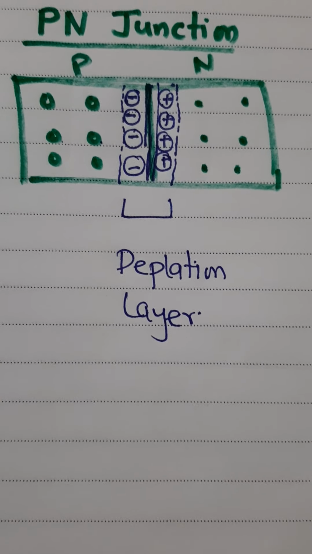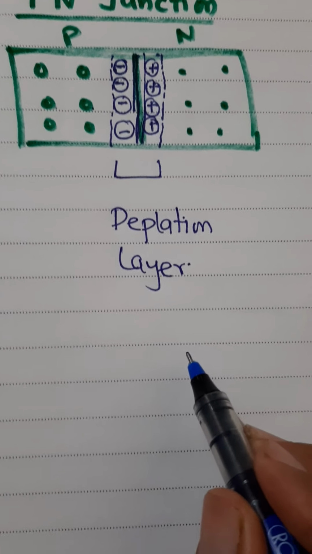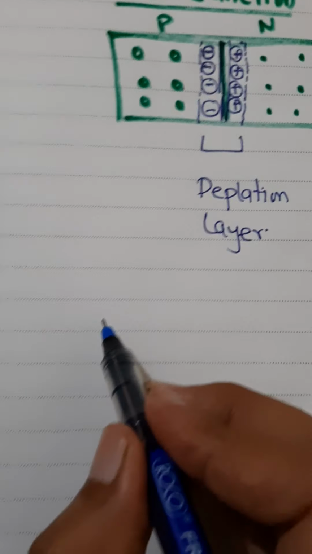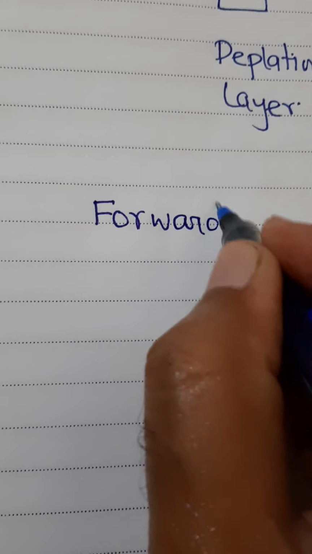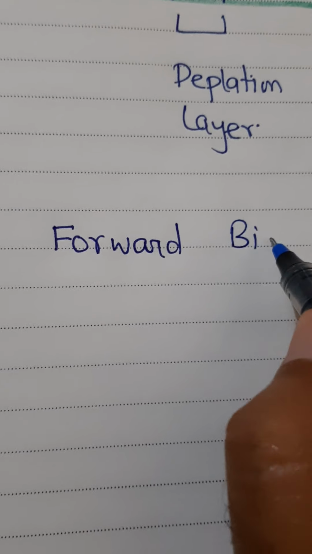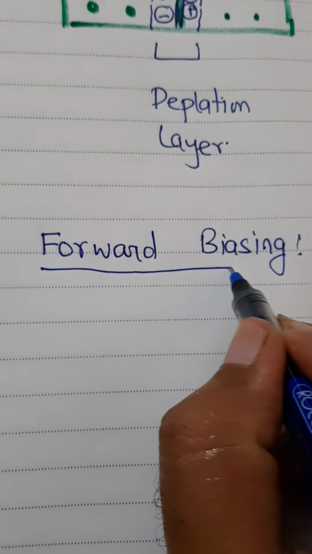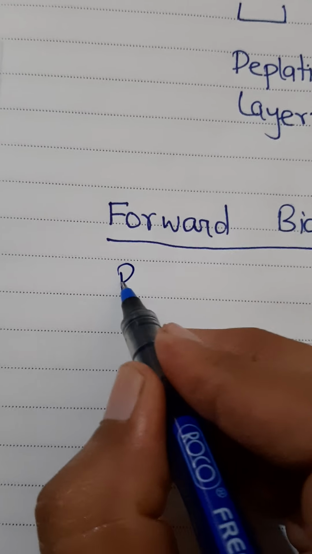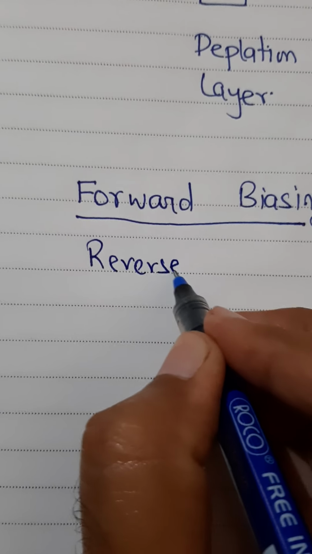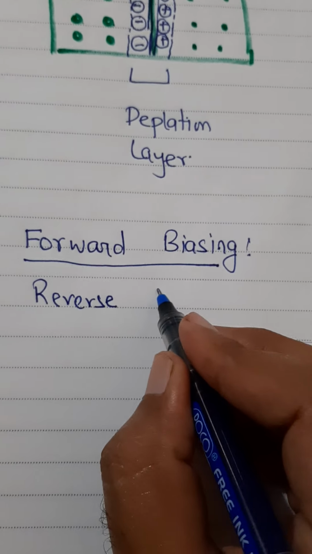So let us talk about the forward biasing and reverse biasing of the pn junction. This, we can say, is the pn junction diode. So what is forward and reverse biasing here? Let us discuss. I'm going to show you here the forward biasing of the pn junction, and the other is reverse biasing. It is nothing but the criteria of the connection of the pn junction to the external battery.